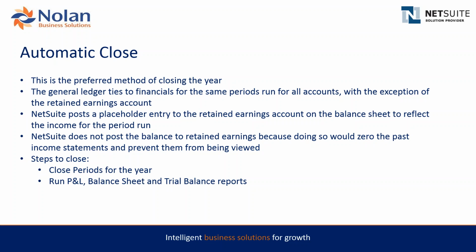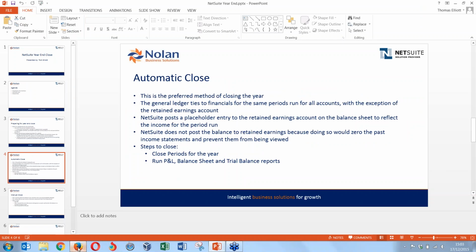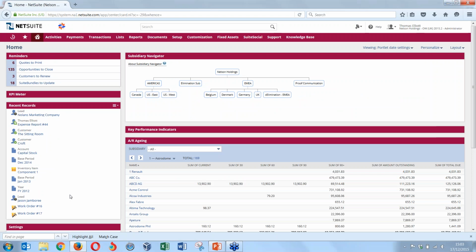If we're going to do an automatic close, the steps involved are to close all the periods for the year, and then it's just a case of running the P&L, balance sheet, and trial balance reports to view your data in NetSuite. It's not actually anything that needs to be done at this stage, it's just reviewing your data once it's happened. So now I'm going to jump through into NetSuite, and we're going to go through the steps we'd take for an automatic close.